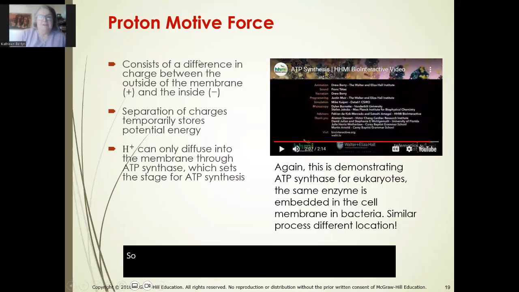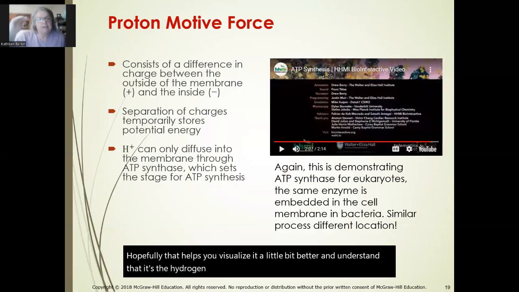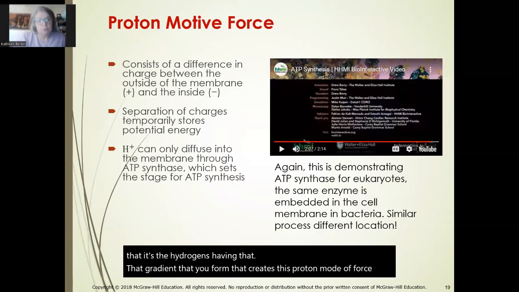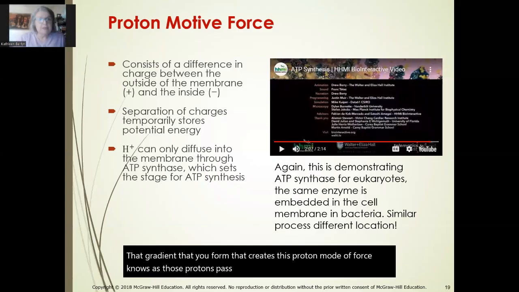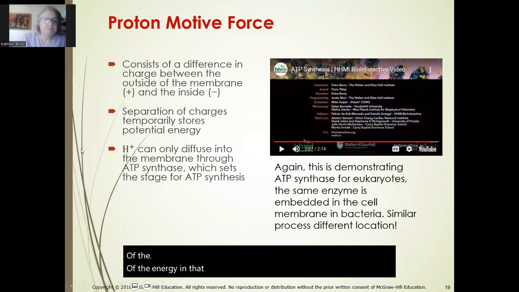So hopefully that helps you visualize it a little bit better and understand that it's the hydrogens having that gradient that you form that creates this proton motive force. As those protons pass through the ATP synthase, that's what drives the conversion of ADP to ATP. And that's that conversion of the energy in that way.